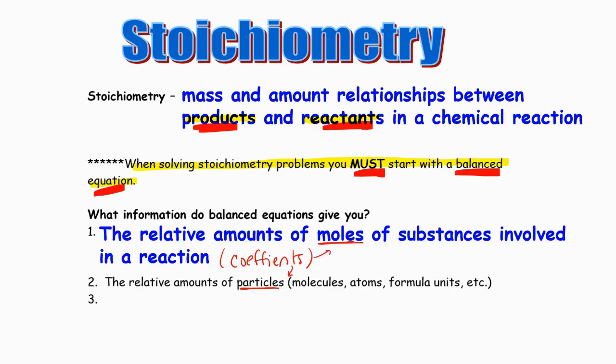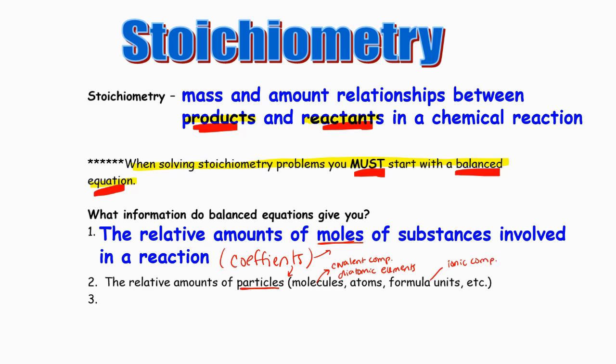Thinking back, we talked about particles in terms of Avogadro's number. Particles can be molecules, atoms, or formula units. Remember, just a quick refresher, molecules are for covalent compounds and for diatomic elements. And formula units are for ionic compounds. So if we talk about an ionic compound, its type of particle is a formula unit.